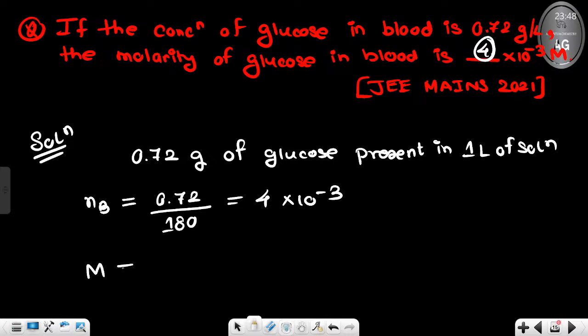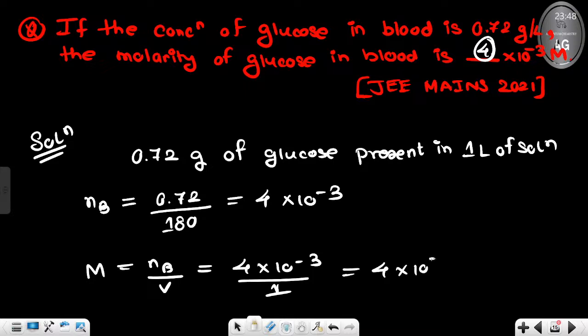So molarity equal to n_B by volume. It is going to be basically 4 into 10 to the power minus 3 divided by 1. So your answer is 4 into 10 to the power minus 3 molar. 4 is the correct answer. Understood? 4 is the correct answer. Understood?